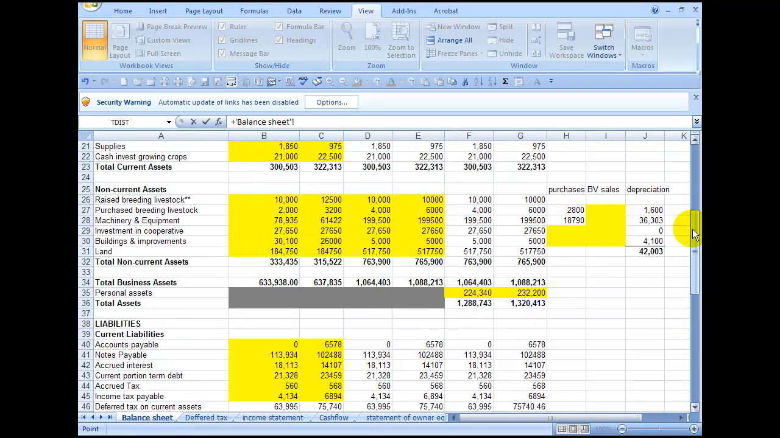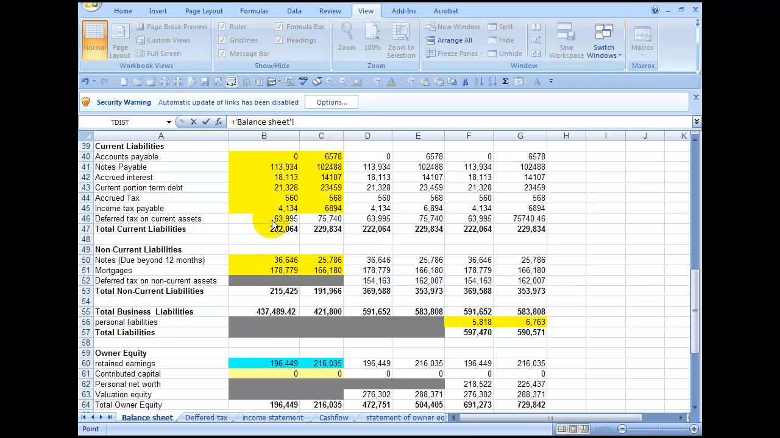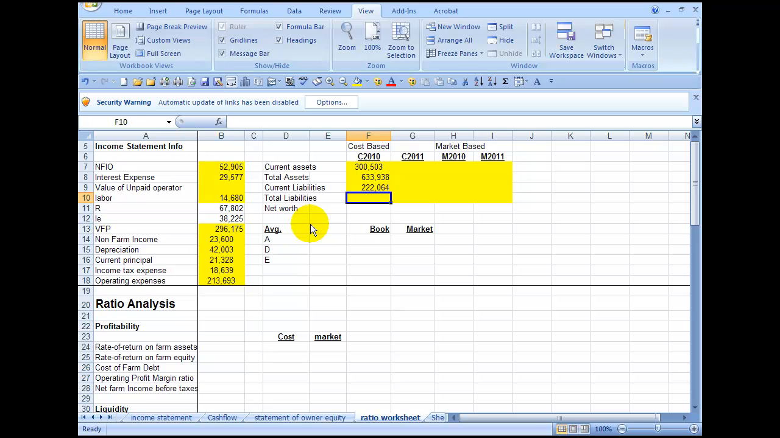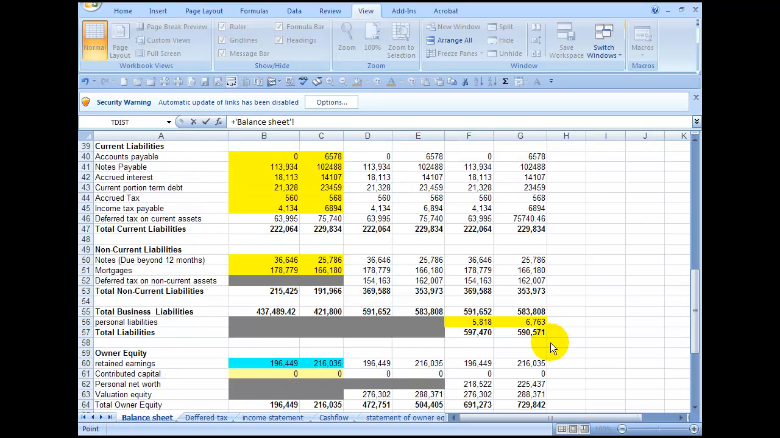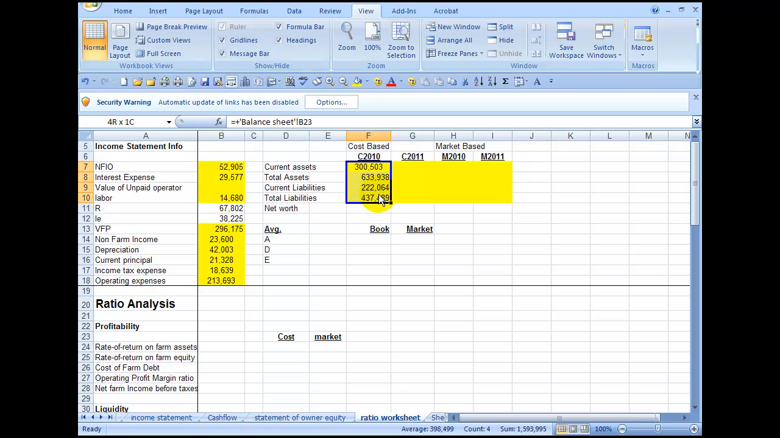balance sheet, total current liabilities, and then balance sheet total liabilities, total business liabilities. Because those four statements were in the same order, once we have these, we can just copy it across.